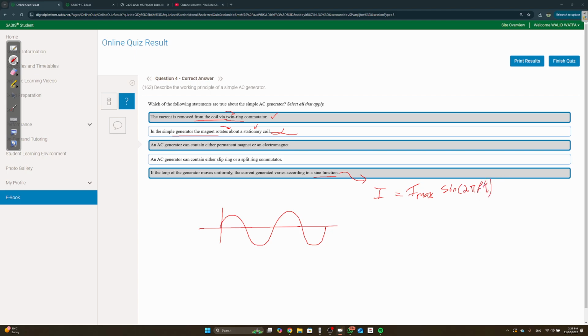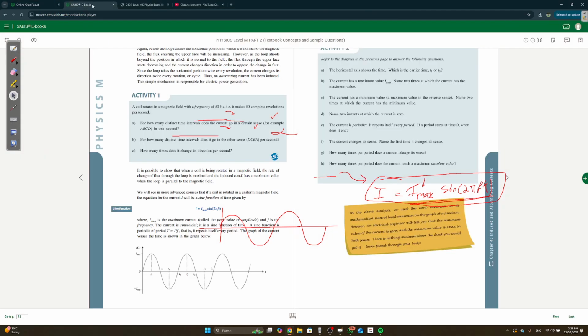Sometimes they ask you to find the frequency, and they give you the time, and they give you I max. They give you the function and ask you to find I max and frequency. You need to know this rule. I max will always be the number here, and for the frequency you just divide by 2 pi. I think it was 2 pi f t, right? Yeah. Okay.